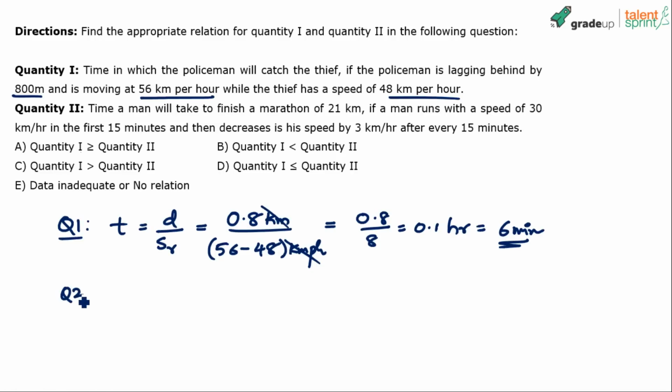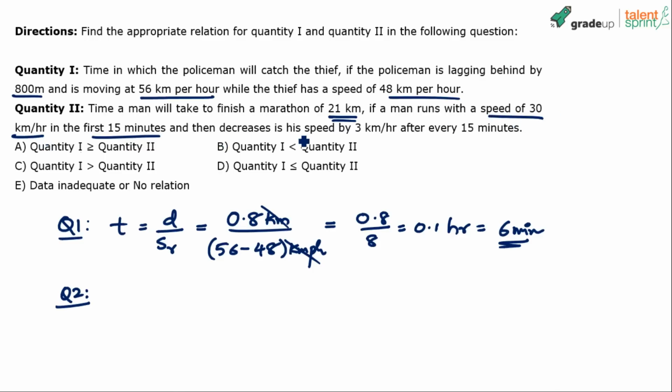Now look at quantity 2. What is quantity 2? Time a man will take to finish a marathon of 21 kilometers. This man has to finish a marathon of 21 kilometers. If a man runs with a speed of 30 kilometers per hour in the first 15 minutes, his speed is going to be 30 kilometers per hour.